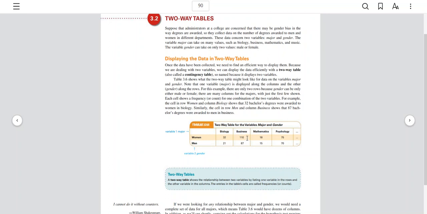We could break down that 110 women are in business, working towards business degrees, and 87 men working toward business, and so on. And so that's a nice way to organize the data. Remember when we talked about descriptive statistics, we talked about frequency tables, and this really is a frequency table. We're listing counts. We have groupings, but we have two variables of groupings.